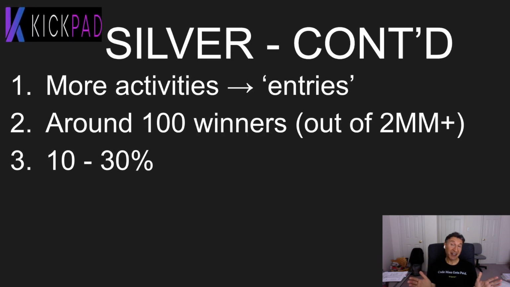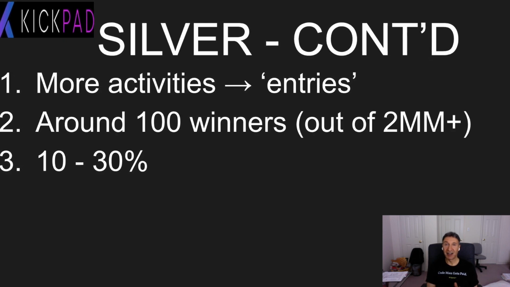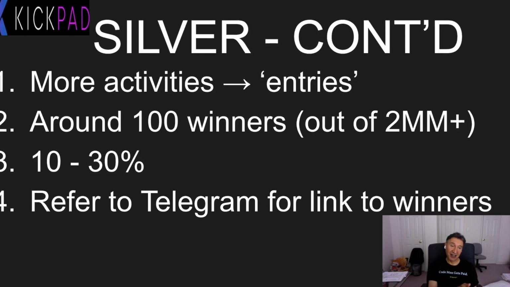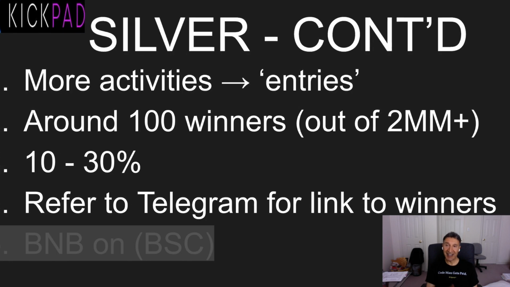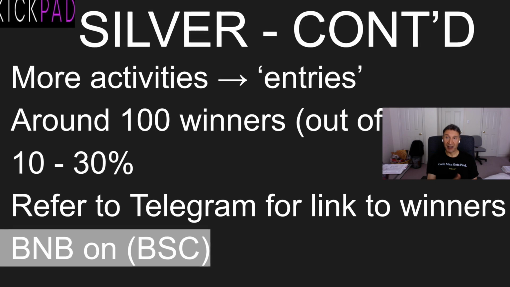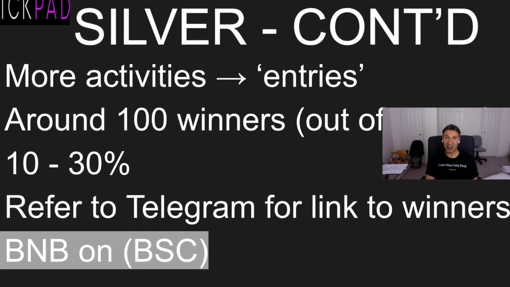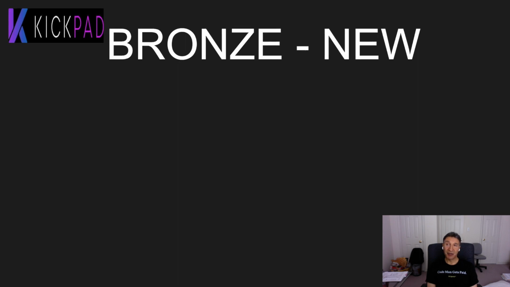And they're also giving away less of their whole allocation, right? It's 10 to 30% of the tokens in the IDO will be allocated to the silver round. And again, if you win, you have to purchase the allocation using BNB that you have that is on the Binance Smart Chain.